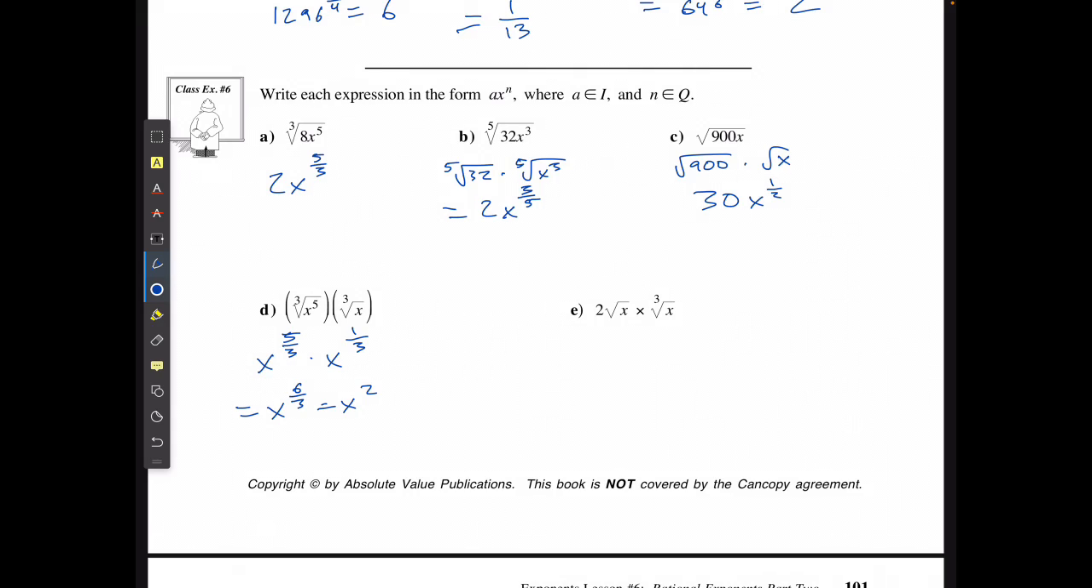When I get to example E, I'm going to say that this is the same as 2 times x to the power of 1/2 times x to the power of 1/3. Well, those two don't have a common denominator. So the lowest common denominator is going to be 6. I have to multiply the first one by 3, the second one by 2. So this is equal to 2 x to the power of 3 over 6 times x to the power of 2 over 6, which leaves me with 2x to the 5 over 6.